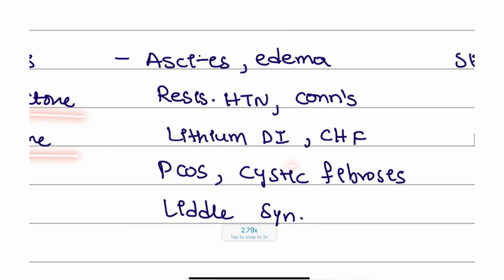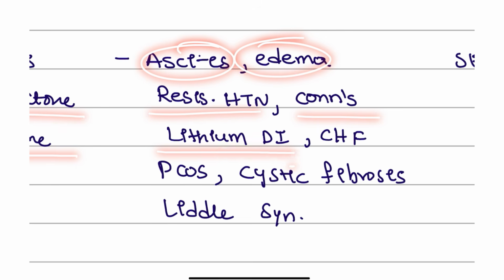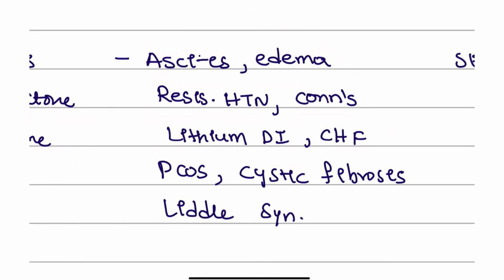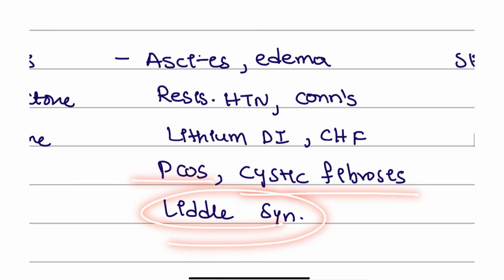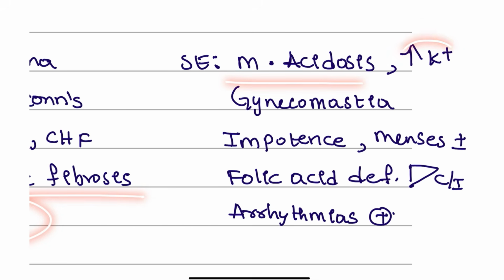And potassium sparing drugs. They are divided into subtypes: mineralocorticoid receptor blockers and epithelial sodium channel blockers. So what are those drugs? The mineralocorticoid receptor blockers are spironolactone and eplerenone, and the ENaC channel blockers are triamterene and amiloride. And what are the uses? Ascites, edema, resistant hypertension, Conn syndrome, lithium associated diabetes insipidus, chronic heart failure, PCOD, cystic fibrosis, and Liddle syndrome we are going to use them. Side effects are metabolic acidosis and increased potassium. We are sparing the potassium.